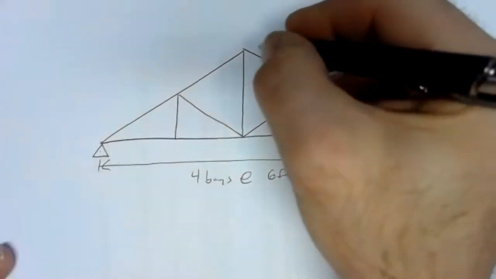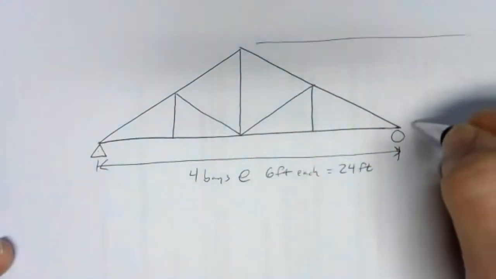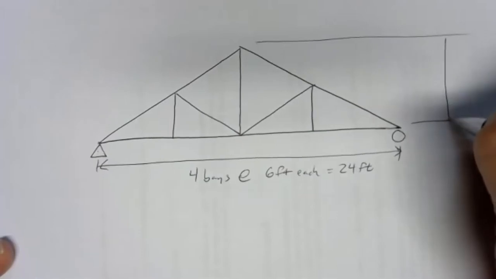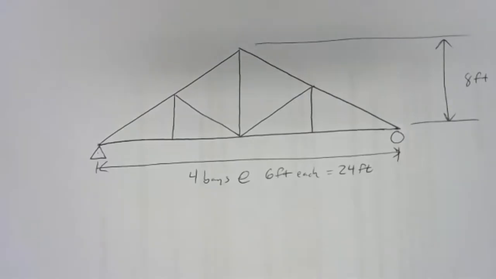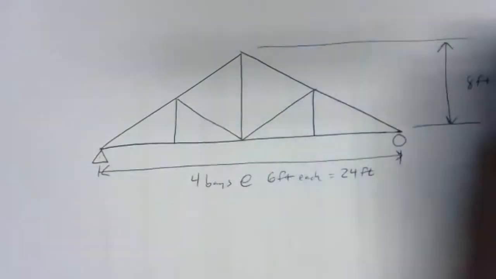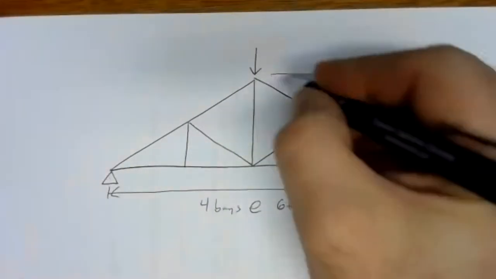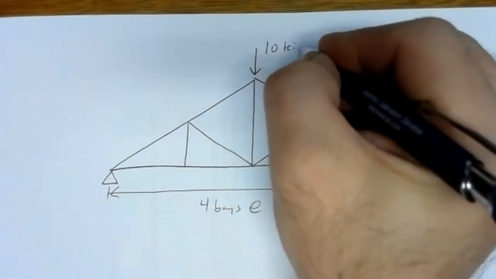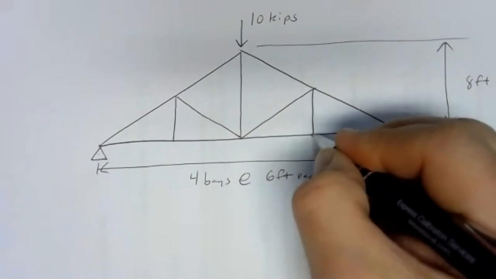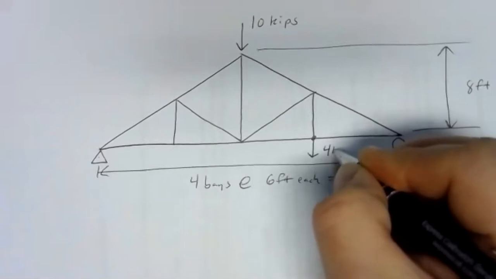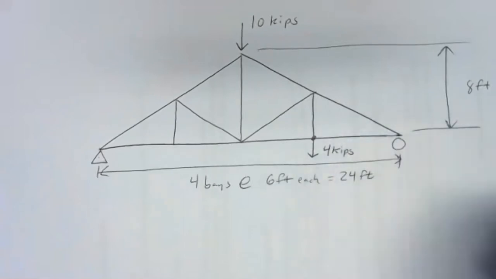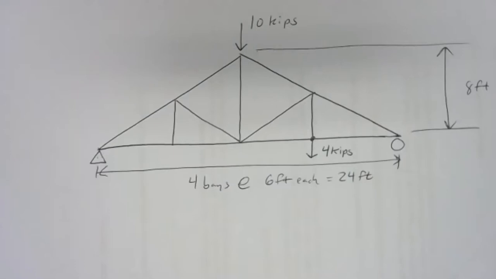And we'll make it, let's make that 8 feet tall. And we'll put some load on this here. So let's put 10 kips up at the top. And over here, we'll have somebody hanging a 4 kip load. So maybe they've got a couple tons they want to jack up or hoist onto this thing, and they've tied right to there.